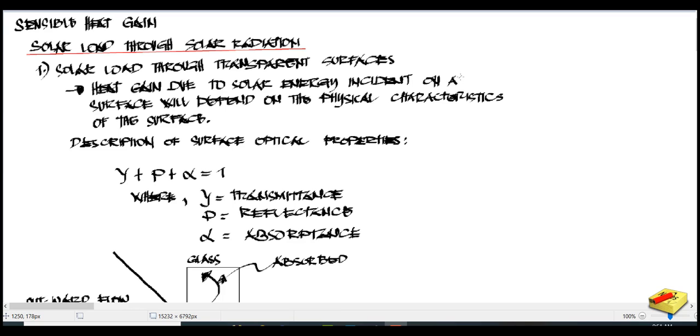Also, we have the solar load through solar radiation, the solar load through the transparent surface. The heat gain due to the solar energy incident on a surface will depend on the physical characteristics of the surface, described by its optical properties. We have the summation of the transmittance, reflectance, and absorptance, which is equal to 1.